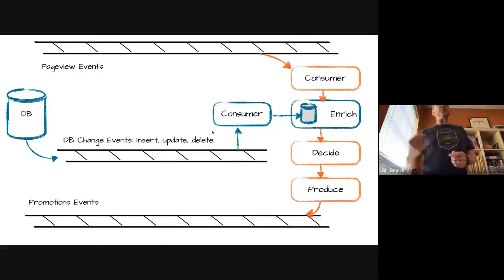But a K table is considered an update. So if three records come in with the same key, each one is considered an update to the previous event. You only keep that latest one. So now you've got something that's consuming from your database and a consumer that's writing it to a topic, and that's what your K table is doing. You would do a stream table join to enrich it.